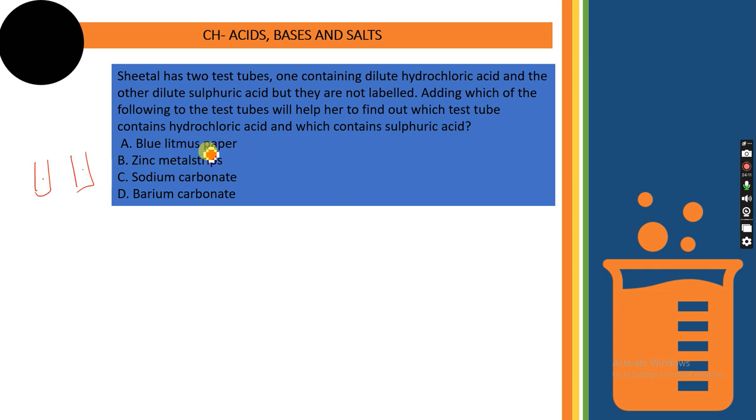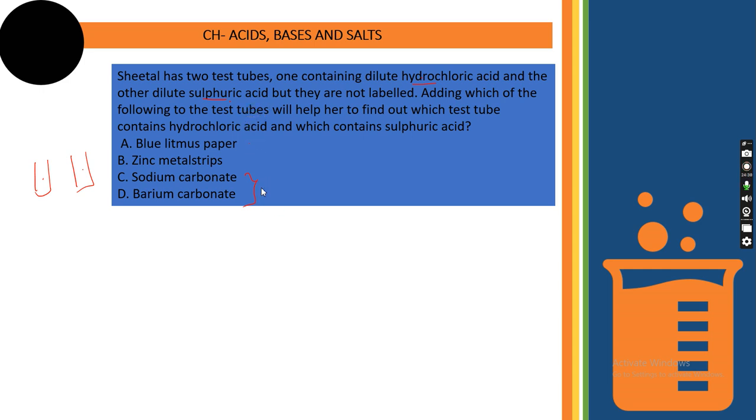Now blue litmus paper will turn red when it is acid, and both are acid, so you cannot find it out. Zinc metal reacts with both HCl and sulfuric acid, so you cannot find it out. Remaining is sodium carbonate and barium carbonate. So out of this, which one? You have to recall the reaction of barium carbonate with HCl and sulfuric acid.